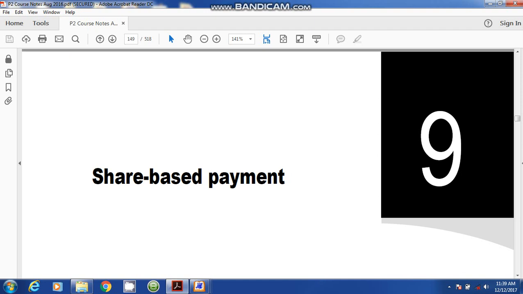Welcome to a session on share-based payment, IFRS 2, which regulates compensation of employees through share-based options. IFRS 2 applies to all share-based payment transactions, which are divided into three.